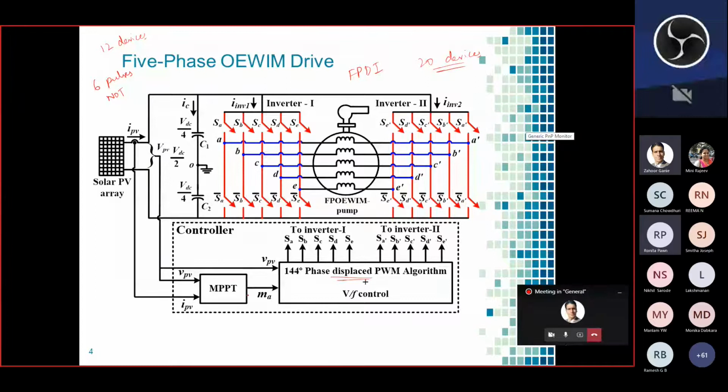And again the same MPPT controller with a phase-disposition PWM technique along with V/f control. Let us say simple open loop control, and then we extended to closed loop control later on. But if we wish to extend the same control technique to a 5-phase open-end winding induction motor drive, the major problem we faced is that we need to generate at least 10 PWM signals from a single controller.